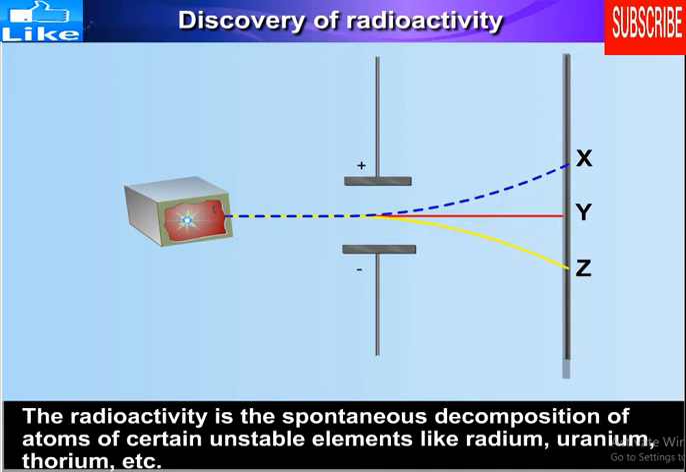2. The second type of particle ejected from radioactive source was found to deflect towards positive plate. The extent of deflection was much more than the alpha particle. Hence these particles must be negatively charged, and the mass of these particles must be very small as compared to alpha particles.